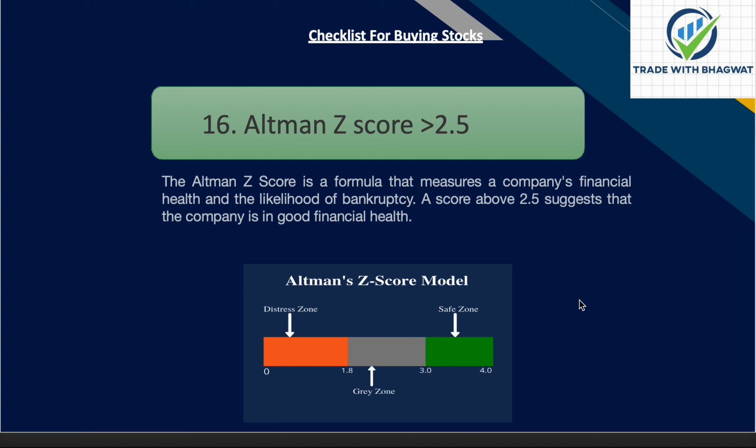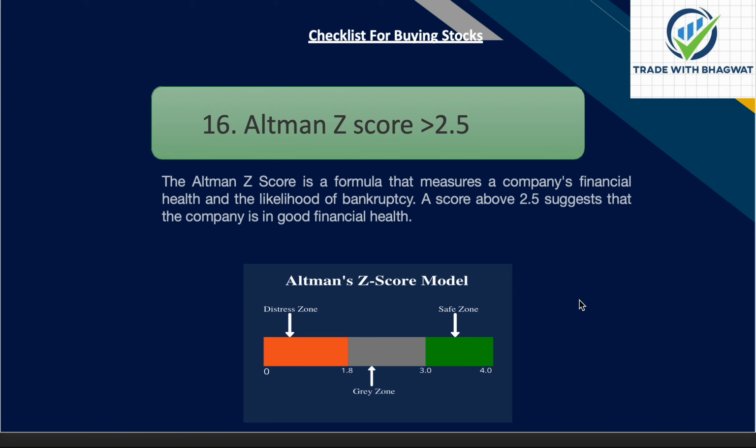A score above 2.5 suggests that the company is in good financial health. But before going ahead, I have added a snapshot of what the Altman Z model exactly suggests. If a company's Altman Z score is below 1.8, that means something is wrong. It's in distress, which means bankruptcy or something like this. When it's a gray zone, it's between 1.8 and 3. When it's a safe zone, it's 3 and above.